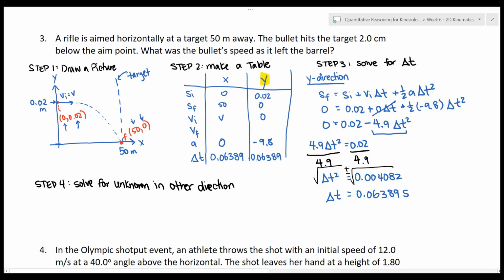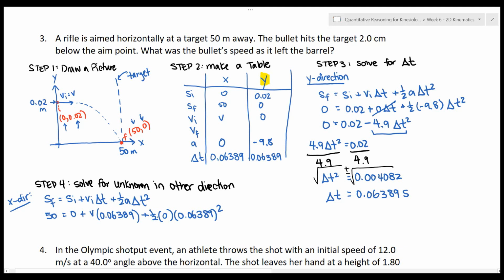All right, so we're going to use the same equation as before. S final equals S initial plus V initial delta t plus 1/2 A delta t squared. My S final, now I'm looking at the x direction, I'll just label that here, x direction. My S final is 50. My S initial is 0. Plus V initial, which I labeled as V, delta t, which is 0.06389, plus 1/2, A was 0, delta t is 0.06389 squared. Okay, let's simplify all of this.